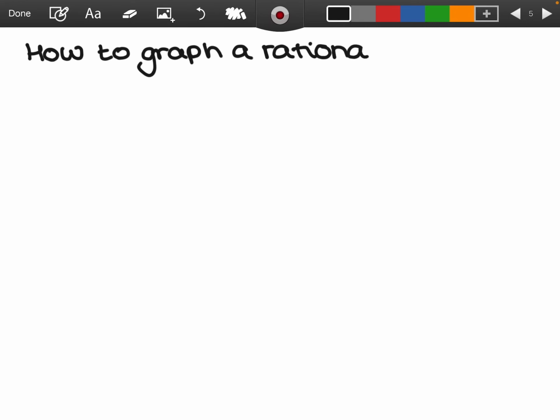Now, let's go ahead and talk about actually graphing these. So putting all of these pieces together. How do we graph a rational function? I'm going to go through step by step how you're going to do this, and then we're going to do an example. So this is going to be a step by step of how to graph a rational function.